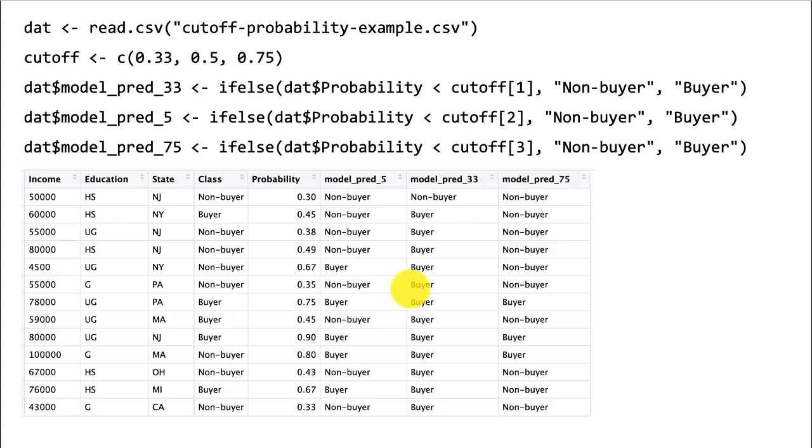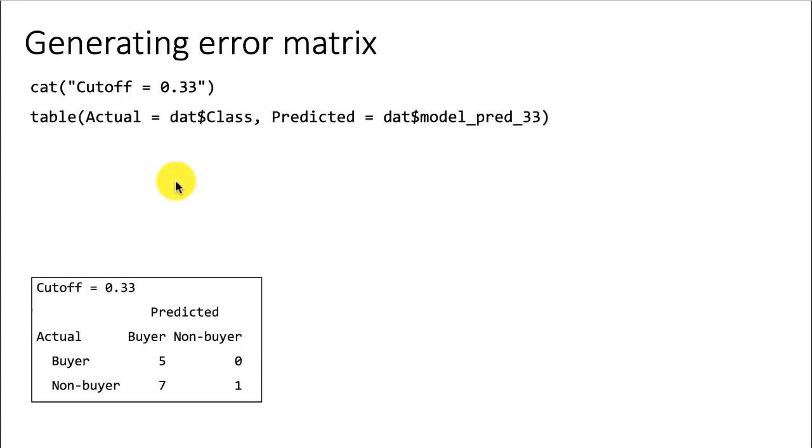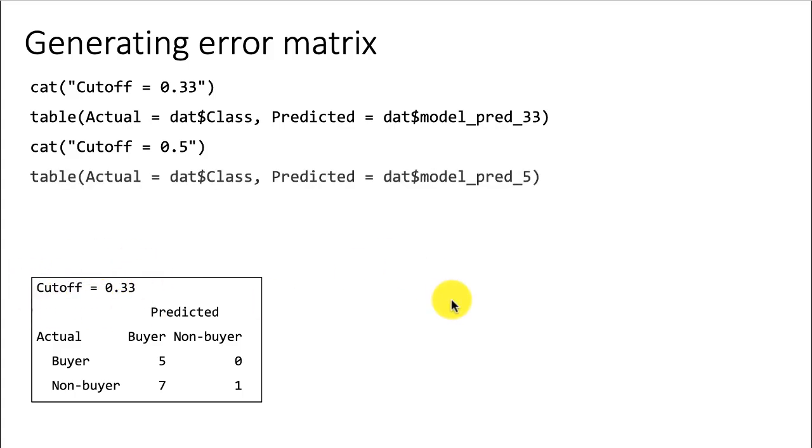So for example, if we go back here, you're saying model pred 33, right? Almost everybody is predicted as a buyer. There's only 1 person being predicted as a non-buyer, and that's a probability of 0.3. Everybody else has a probability that's 0.33 or more. So that's why this is happening. So this column result is what you're seeing here. Now we can do the same thing for 0.5, cat cutoff 0.5. So this cat cutoff equals 0.33 is what resulted in printing cutoff equals 0.33.